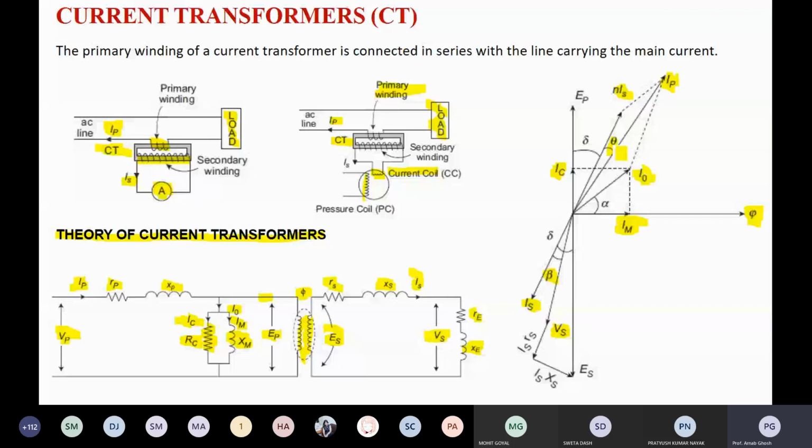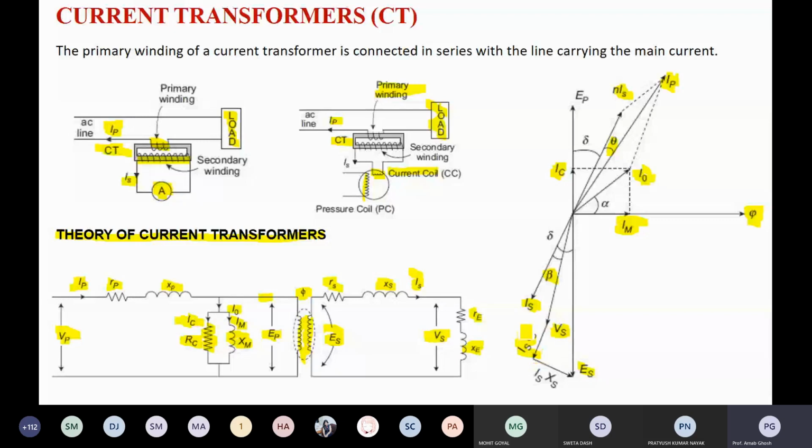Now we have to find out the value of ES. ES is simple. ES is coming from here, with VS leading by angle beta from your IS. So what is the value of ES? I have already told you, ES equals VS plus ISRS plus jISXS. So what will be the axis of ISRS? ISRS will be in phase with your secondary current IS. From the VS terminal you draw that ISRS component, which is parallel with your IS component.